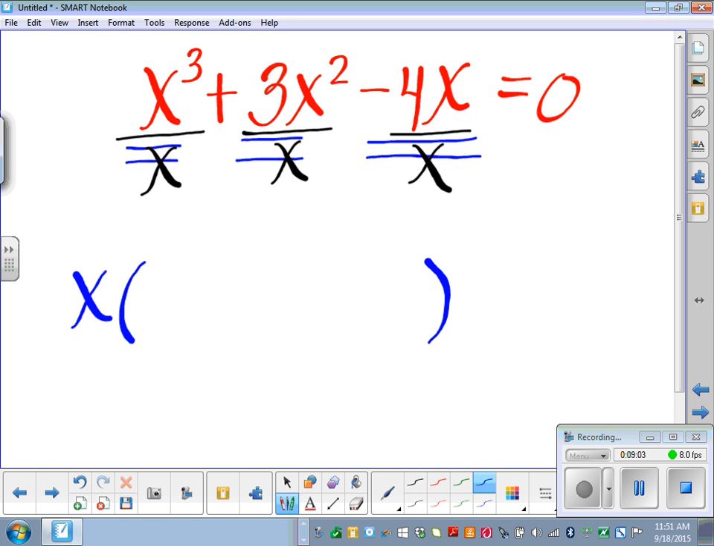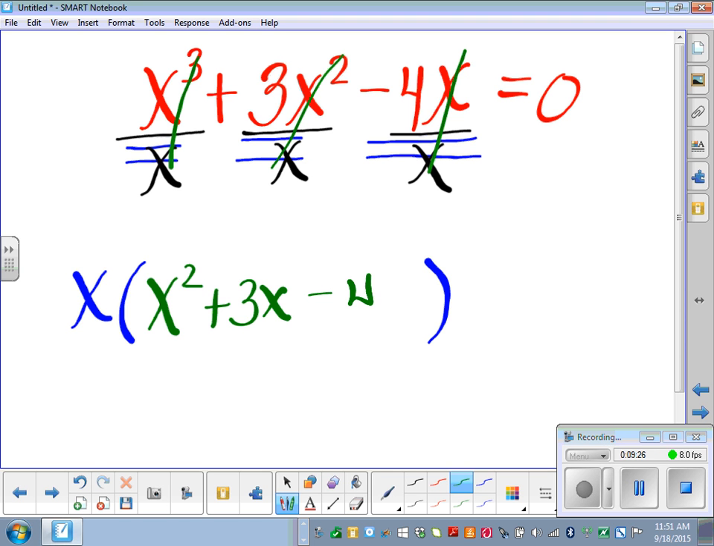X cubed divided by x, guys, is x squared. And then 3x squared divided by x is, and it's plus, so it's going to be 3x. And then x squared divided by x is just x. So this became 3x. And then right here we have negative 4x divided by x, and so we're left with negative 4. Okay, so that's our first step.